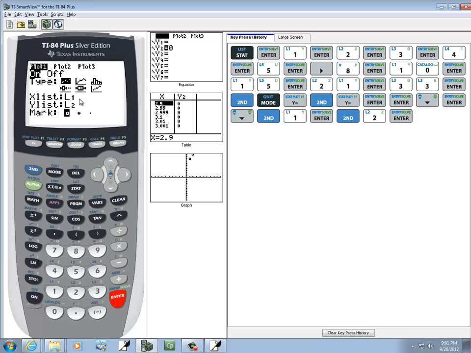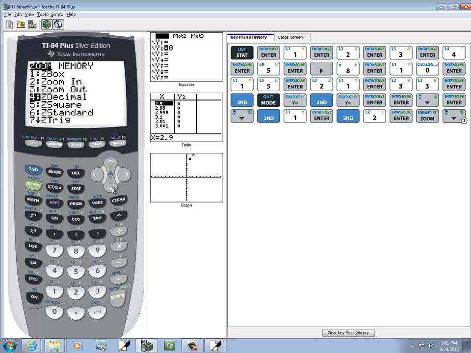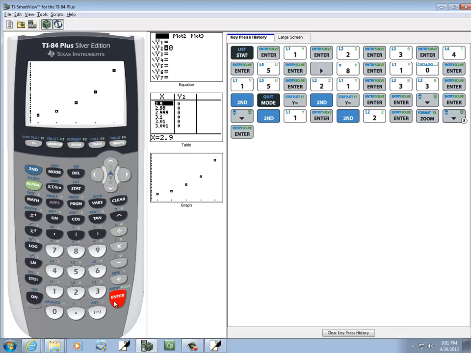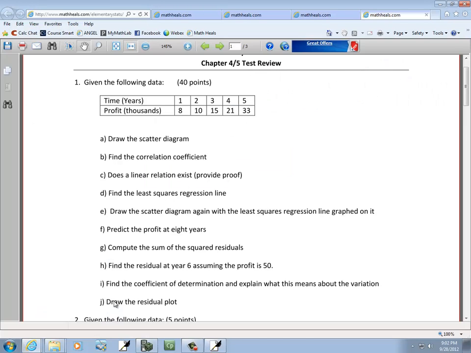Now, remember, we put our X values in L1 and our Y values in L2. So now I'll do a zoom, and I want to choose number 9, zoom stat. There we go. And that's our scatter plot. So that's part A.